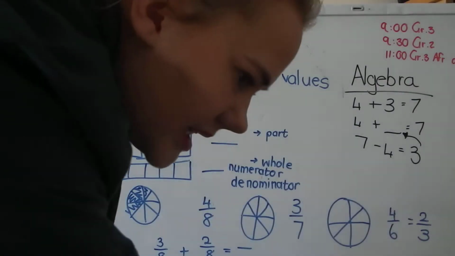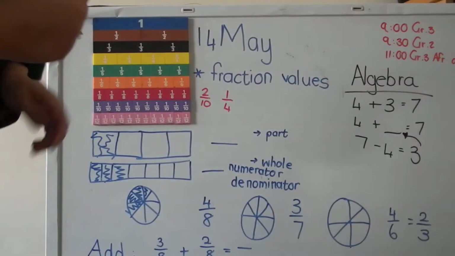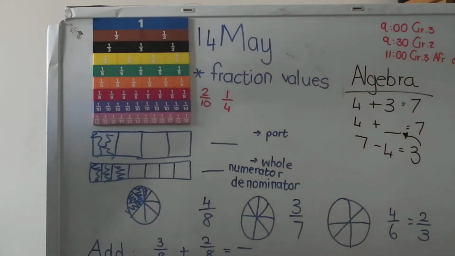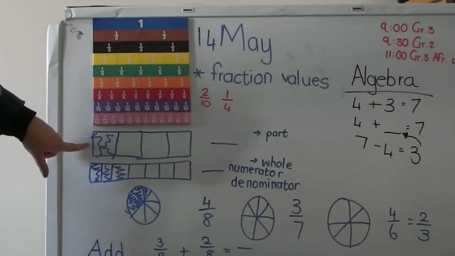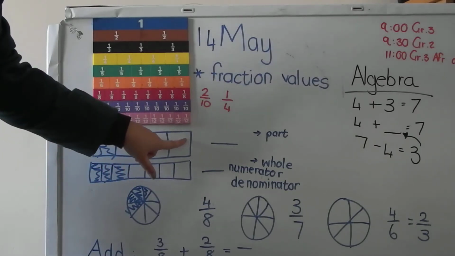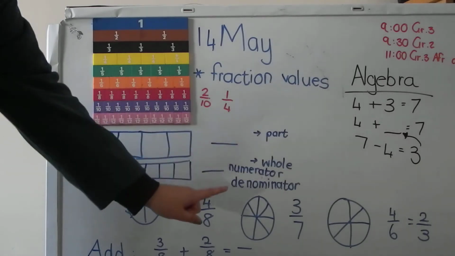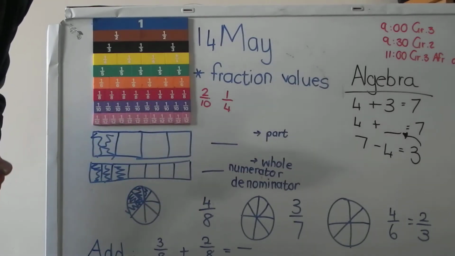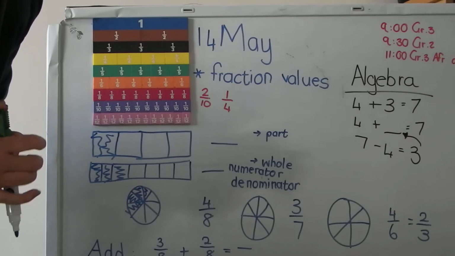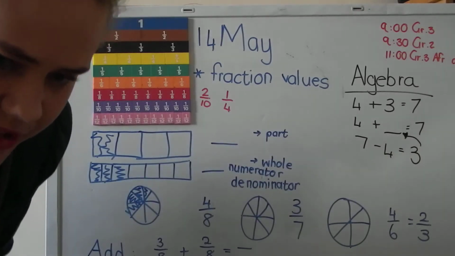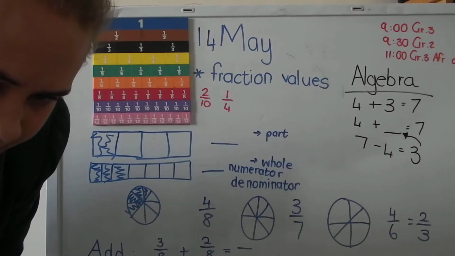Okay, I'm going to ask you guys questions and then you must help me, okay? So this one, 1 is colored in, but there are 4 blocks. So 1 of the 4. So how do we write it, Kanya? Kanya, how do we write 1 of 4?